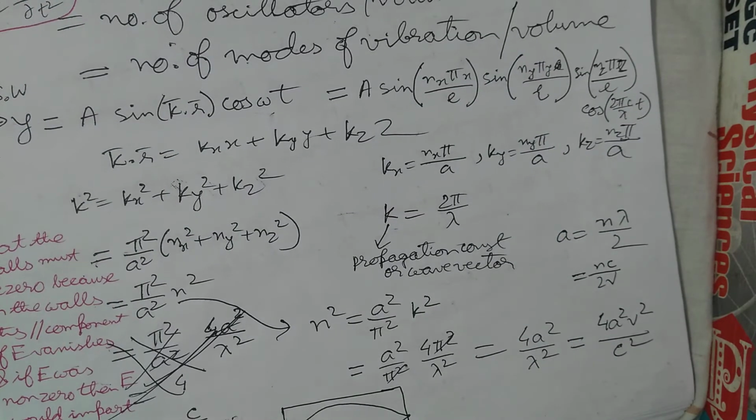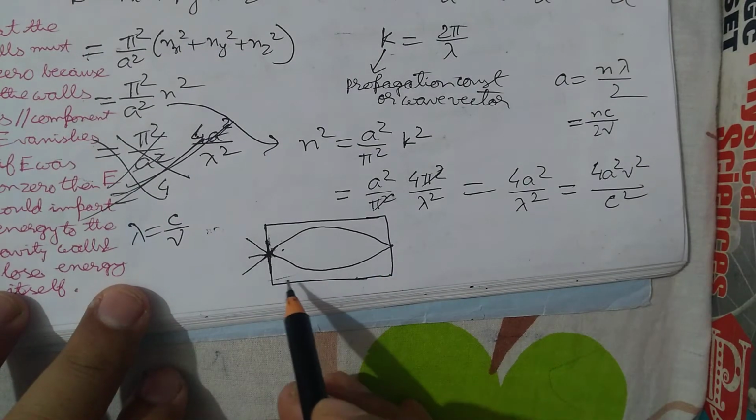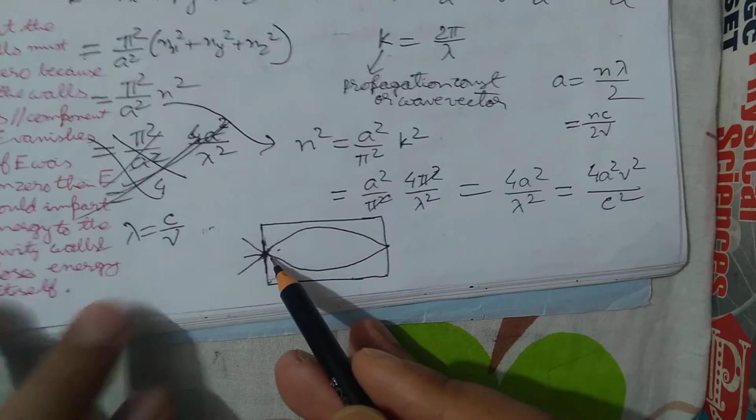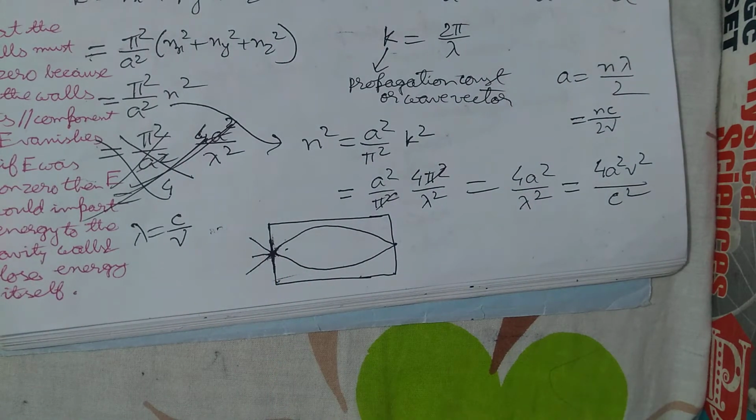So from here x is equal to 0. So from here you definitely get that x is equal to 0.